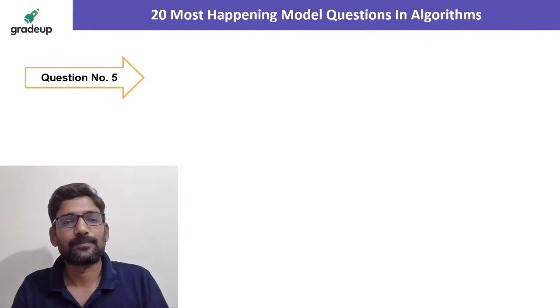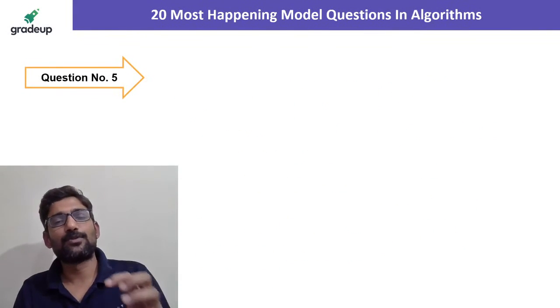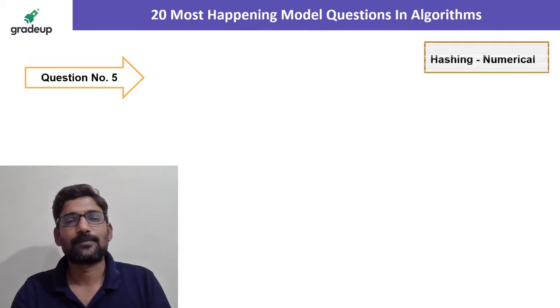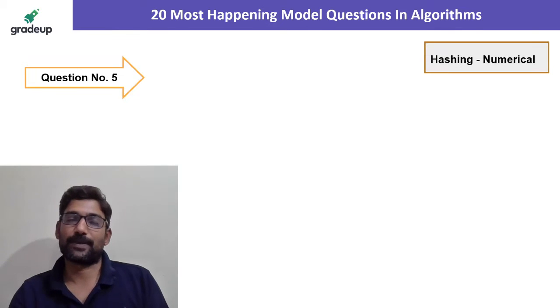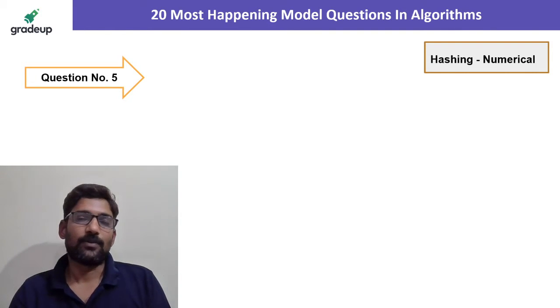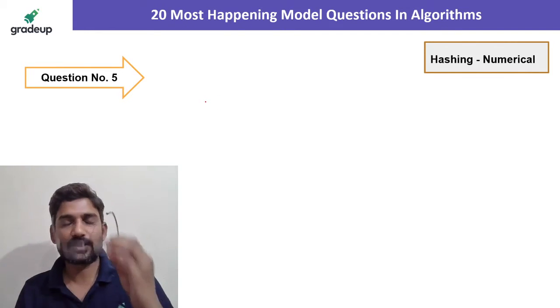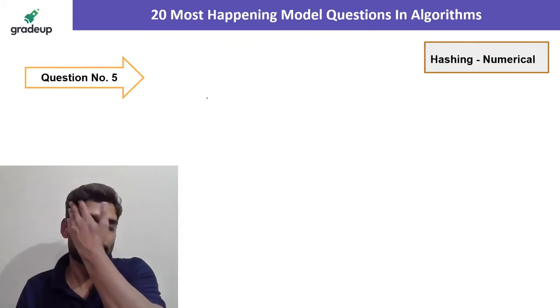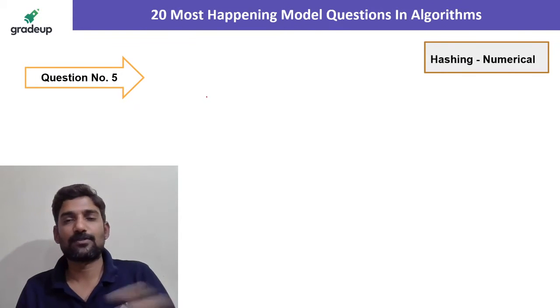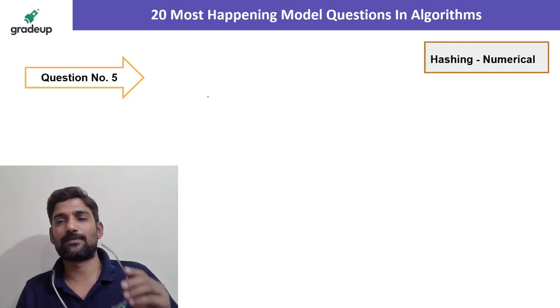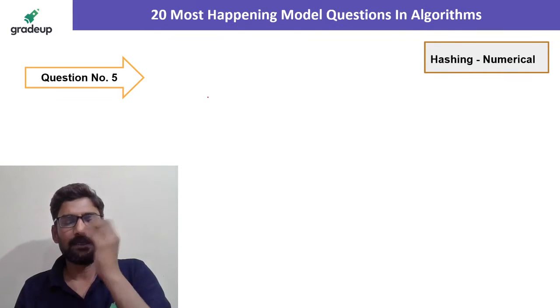Next, the fifth most happening model question from algorithms is from the hashing topic. We know hashing means you will be given the keys, you have to map those keys to the hash table slots. This process of mapping keys to table slots we say hashing.